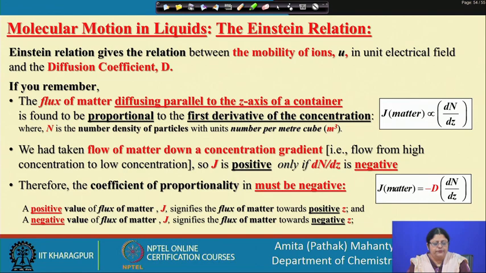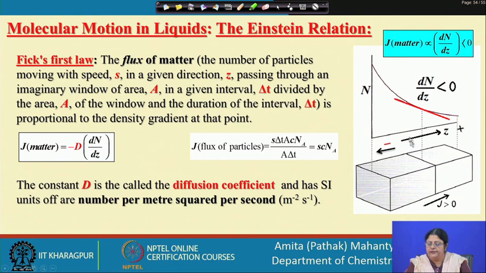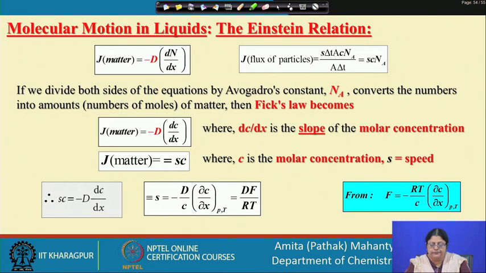concentration gradient. If you remember, the flux of matter diffusing parallel to the x axis of a container is found to be proportional to the first derivative of the number concentration. If n is the total number of particles, the number density in a unit cube of a substance with distance, something like this. If we have a concentration gradient and I am moving along the x axis, parallel to the container, then how the flux is defined is what we are going to look into.